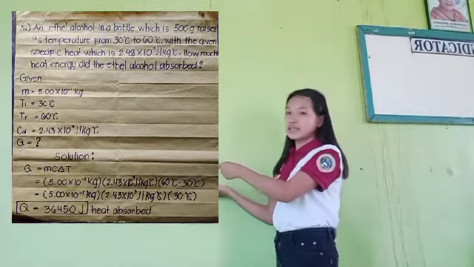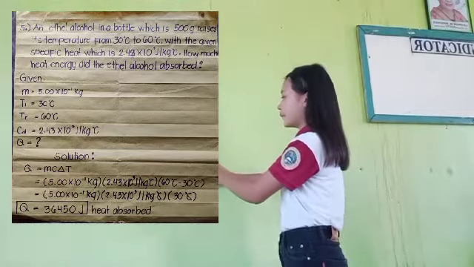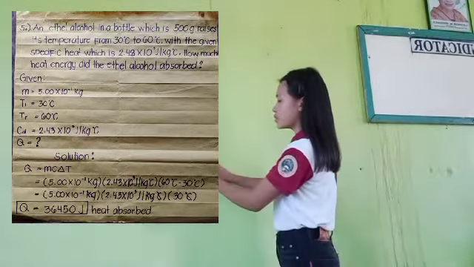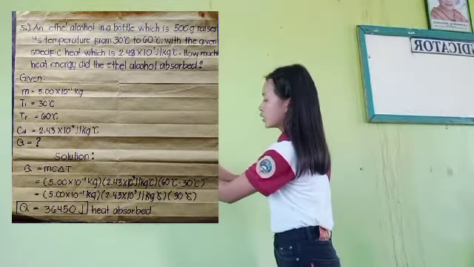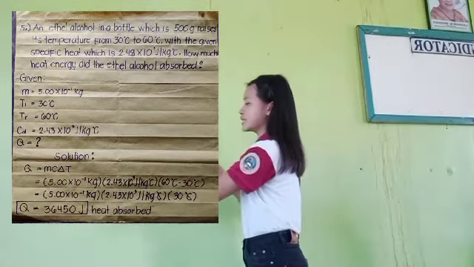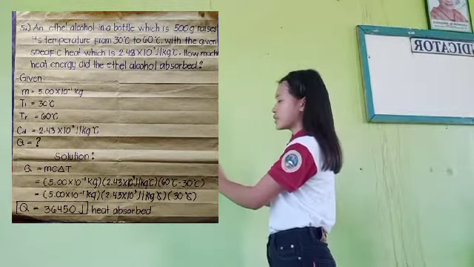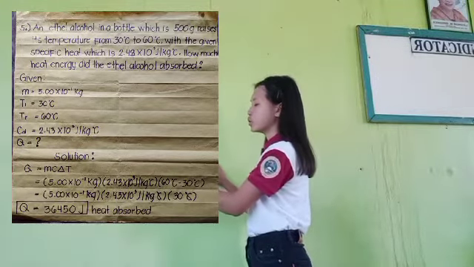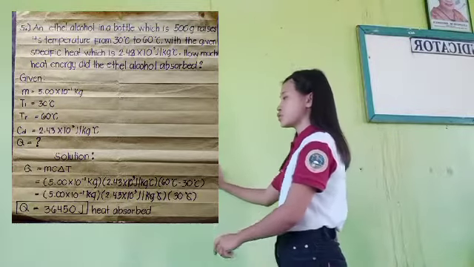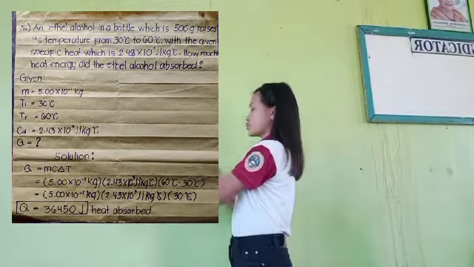Q equals mc delta T. Substitute the given. m is equal to 5.00 times 10 to the power of negative 1 kilograms. c, 2.43 times 10 to the power of 3 joules per kilogram degree Celsius. And delta T, 60 degrees Celsius minus 30 degrees Celsius. 5.00 times 10 to the power of negative 1 kilograms times 2.43 times 10 to the power of 3 joules per kilogram degree Celsius. 60 minus 30 degrees Celsius is equal to 30 degrees Celsius.